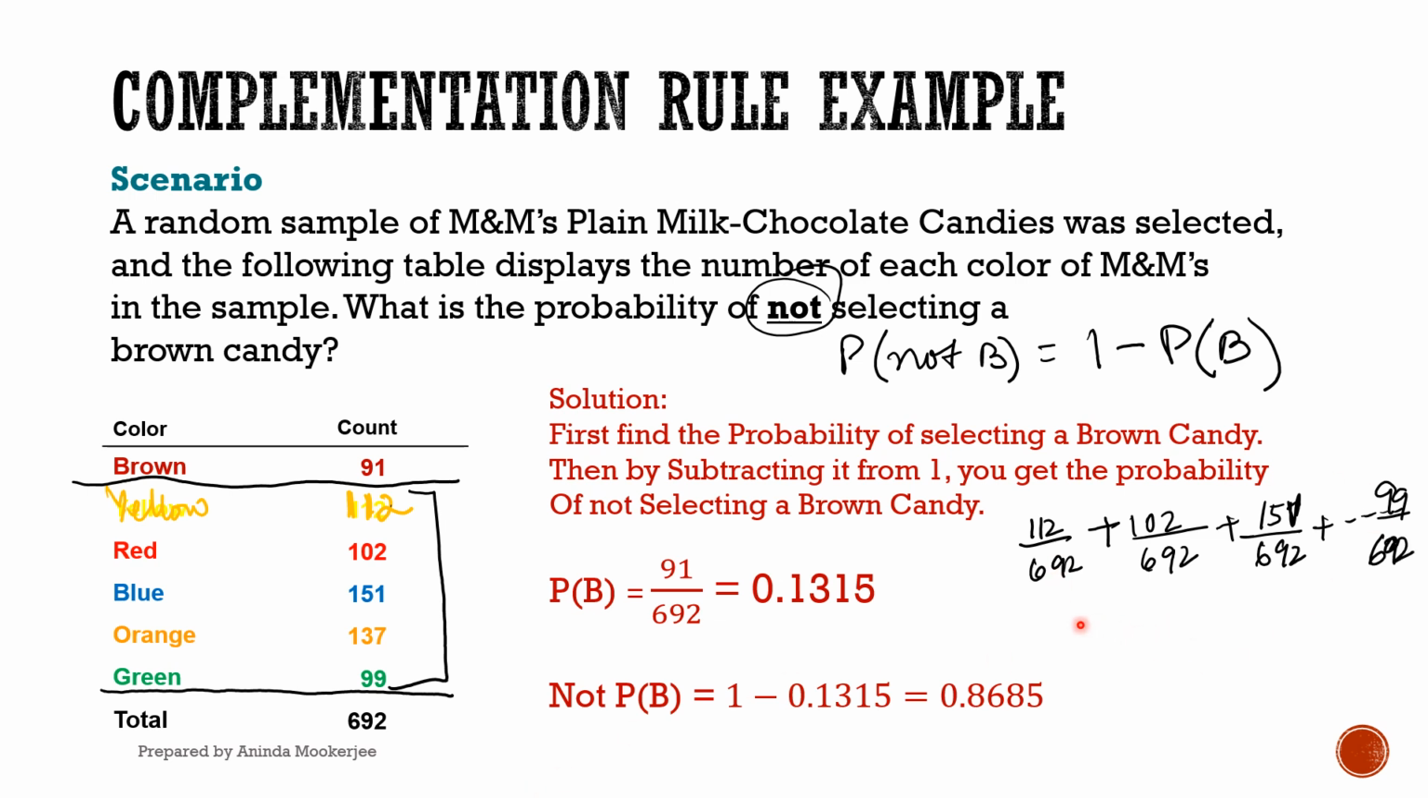That would be fine, but look at how many probabilities we have to find and then add them up. The complementation rule makes it way easier. You just find the probability of brown, which is just one probability that you're calculating, and then subtract that value from 1. All right, because all these probabilities would add up to 1 anyway. Okay, so that's where the complementation rule comes in handy.